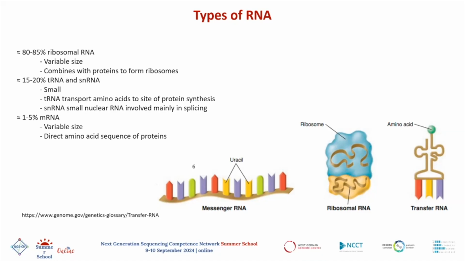And also a non-negligible part of the RNA are the so-called regulatory RNA, which could be, for example, the tRNA, that are represented on the right as transfer RNA, or which are also called the small nuclear RNA, which are involved in splicing that I just showed previously.